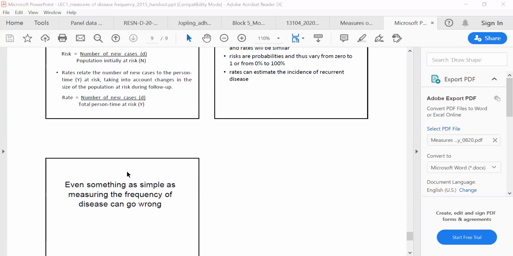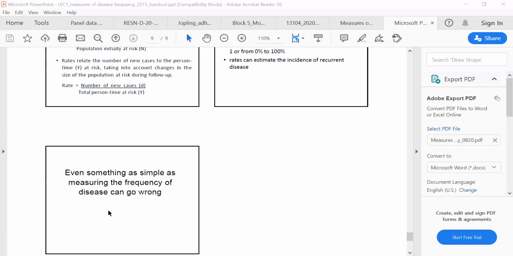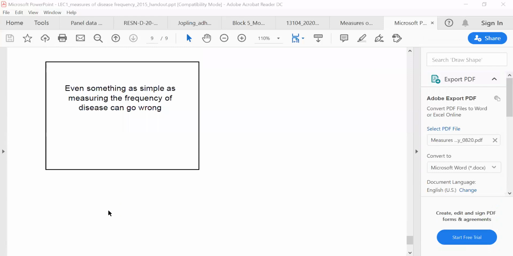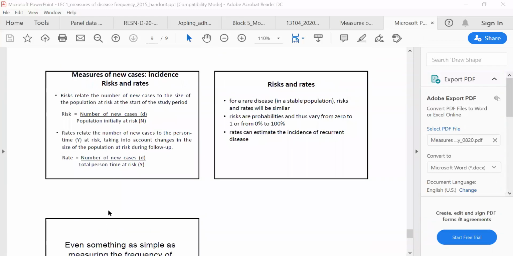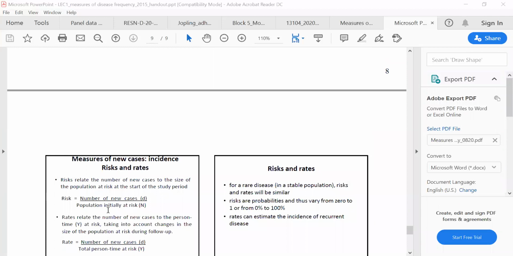So remember, as I said, you can have errors as you're measuring these parameters. Even though these things sound very simple, things can go wrong if you have errors. What is important is to make sure your numerator and your denominator are correct. Otherwise, I think this is the end of this lecture on measures of disease frequency.